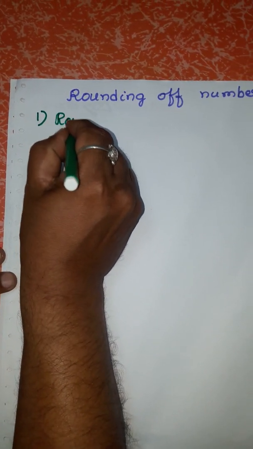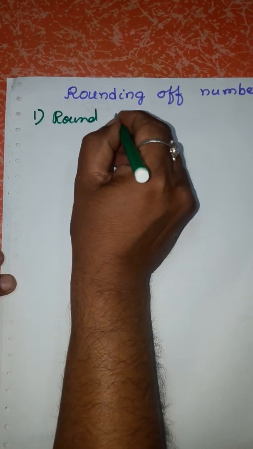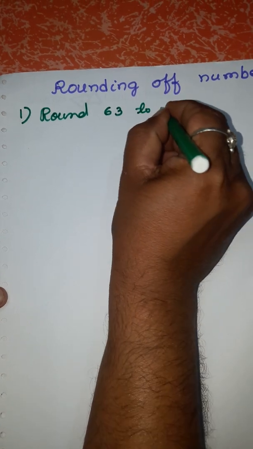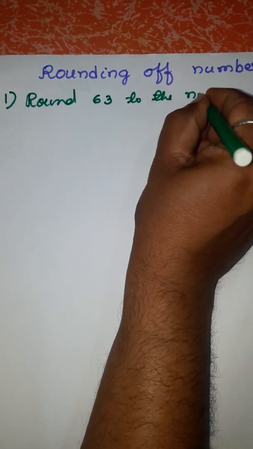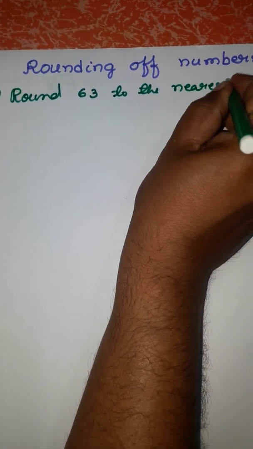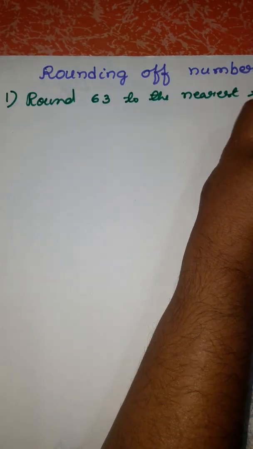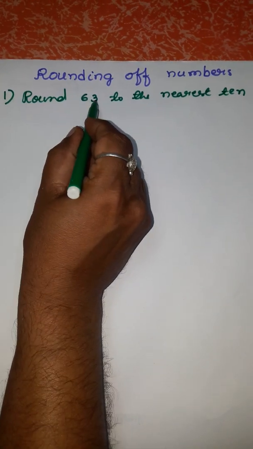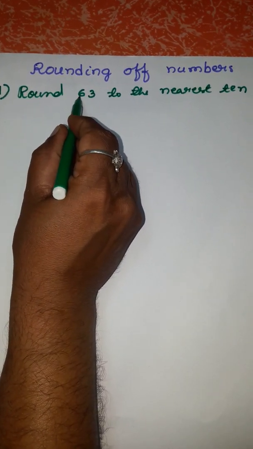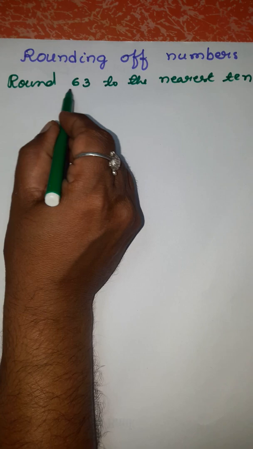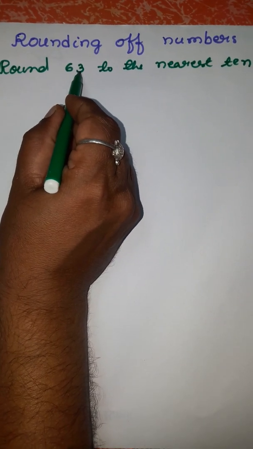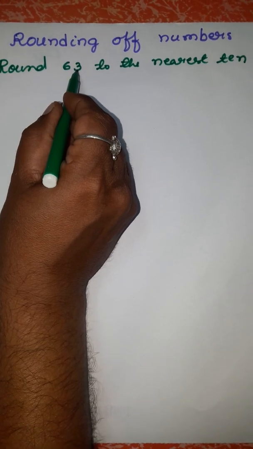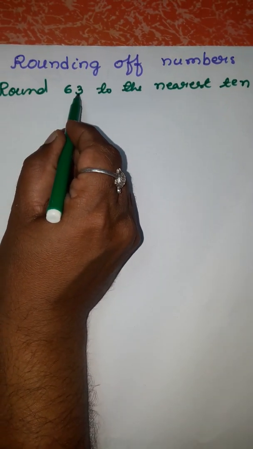Round 63 to the nearest 10. Now in this number 63, you have to look at the digit at ones place. Tens place means we have to look at the digit at unit place or ones place.